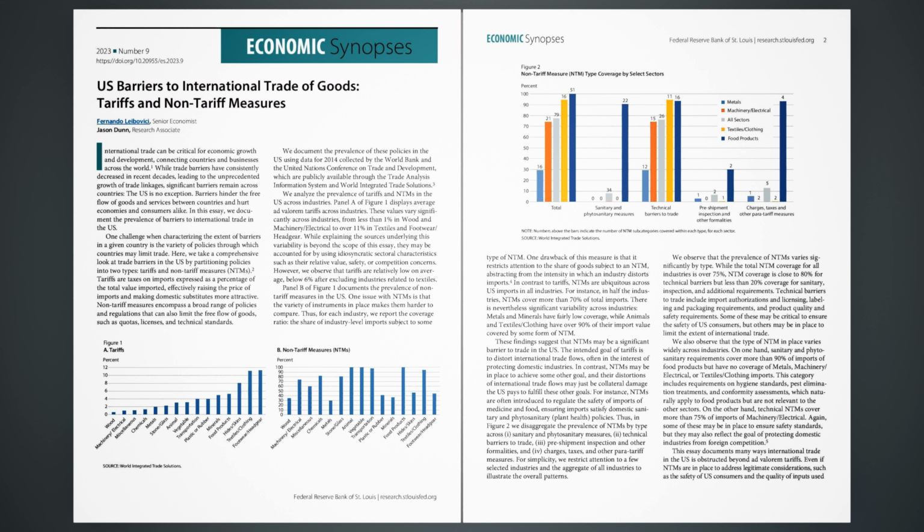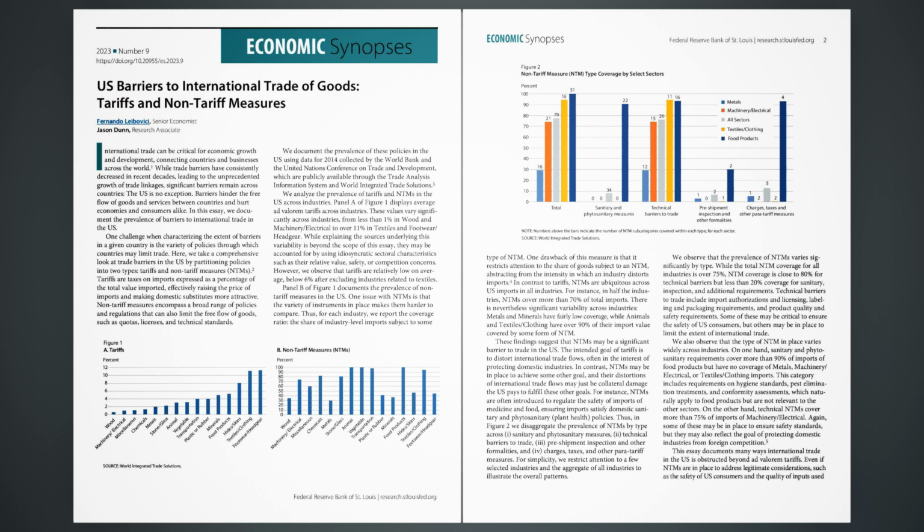One challenge when characterizing the extent of barriers in a given country is the variety of policies through which countries may limit trade. Here, we take a comprehensive look at trade barriers in the U.S. by partitioning policies into two types: tariffs and non-tariff measures, NTMs. 2. Tariffs are taxes on imports expressed as a percentage of the total value imported, effectively raising the price of imports and making domestic substitutes more attractive. Non-tariff measures encompass a broad range of policies and regulations that can also limit the free flow of goods, such as quotas, licenses, and technical standards.